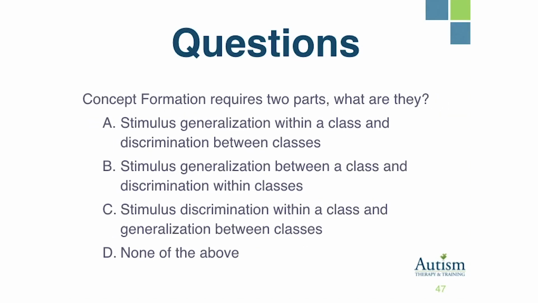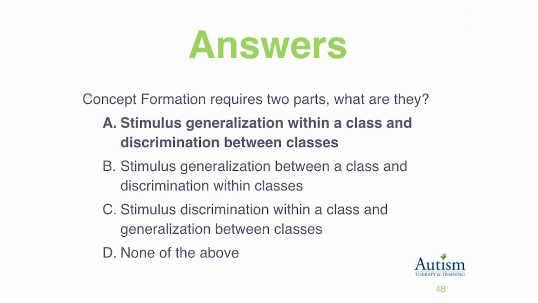Concept formation requires two parts. What are they? A, stimulus generalization within a class and discrimination between classes. B, stimulus generalization between a class and discrimination within a class. C, stimulus discrimination within a class and generalization between classes. Or D, none of the above. And the correct response is A, stimulus generalization within a class and discrimination between classes.